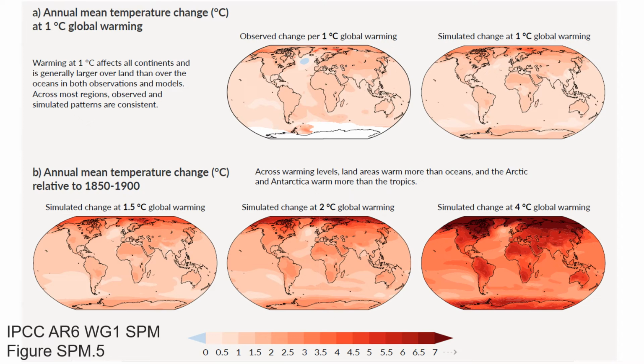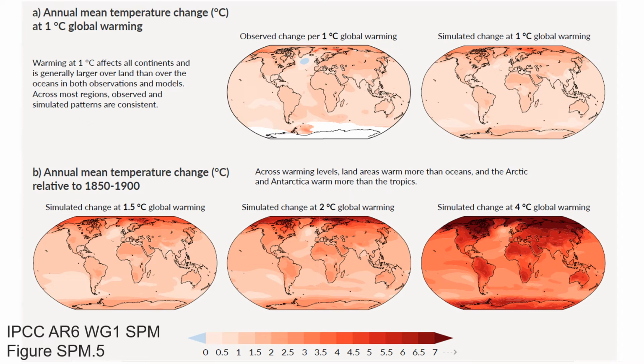So this is a figure from the IPCC's 6th Assessment Report, Working Group 1 Summary for Policymakers, and it shows observed changes per degree C of global warming up at the top in the middle there. And it shows simulated changes at 1 degree of global warming. So we can start to compare what we see in the observations to what we see in models. And the models are providing some kind of expectation for what the changing climate is doing. And we can compare and contrast those two.